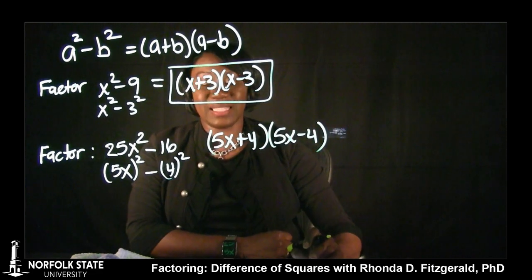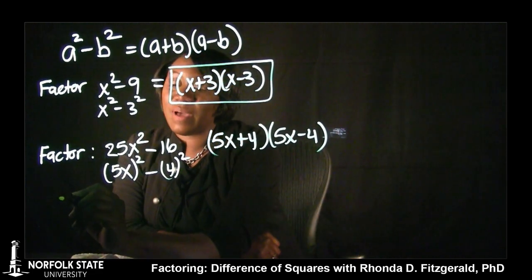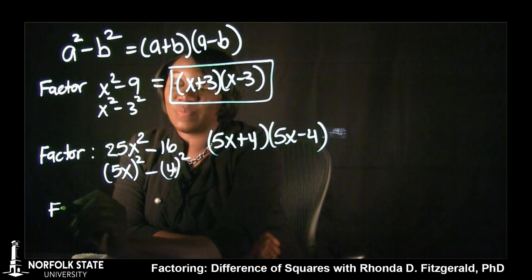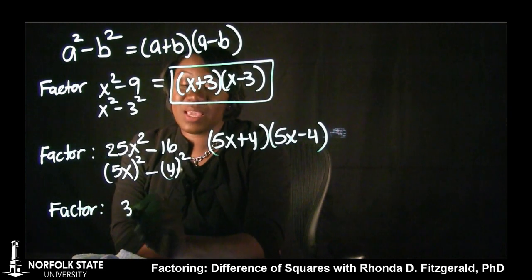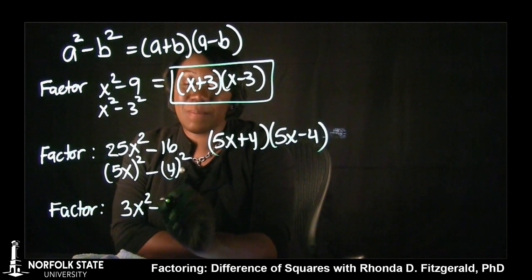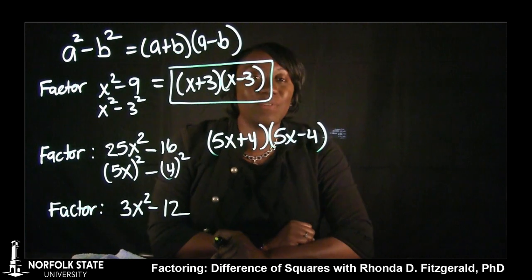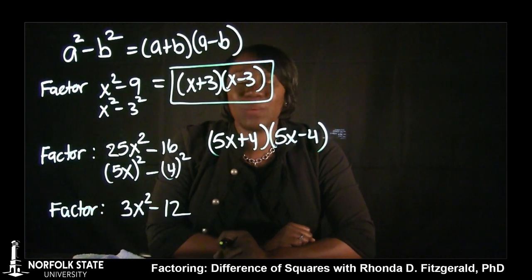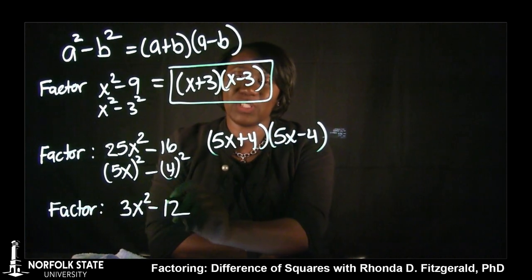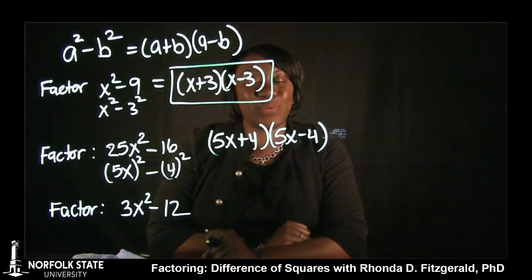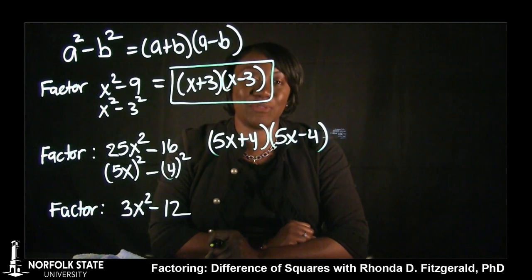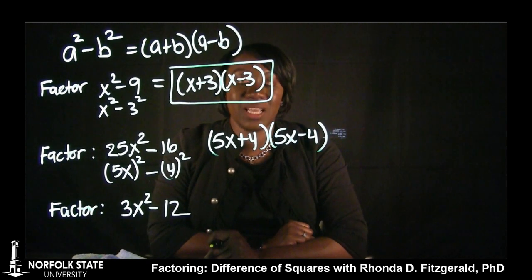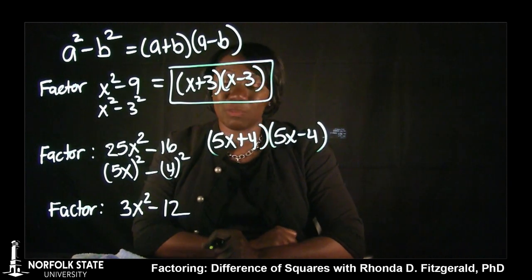Let's look at one last example. What if we want to factor 3x squared minus 12? So we have 3x squared minus 12. Wait a minute. 3 is not a perfect square, nor is 12 a perfect square. But recall, the very first type of factoring we should always check for is the greatest common factor. And notice that a 3 can be removed from this problem.